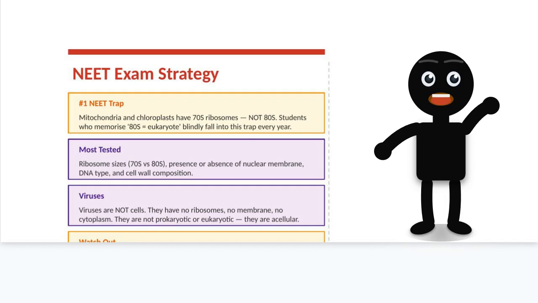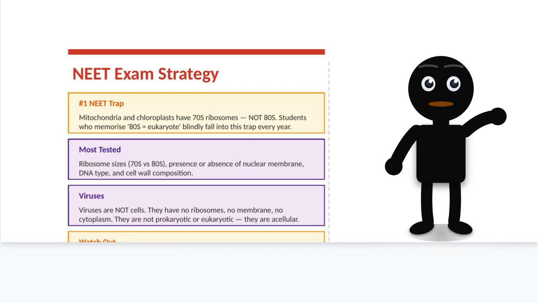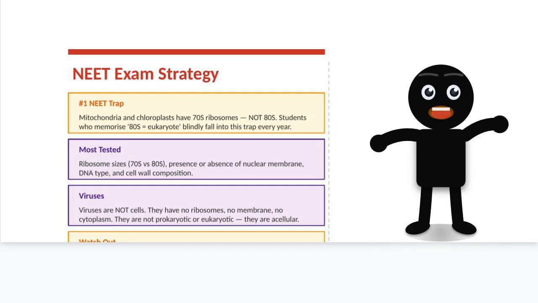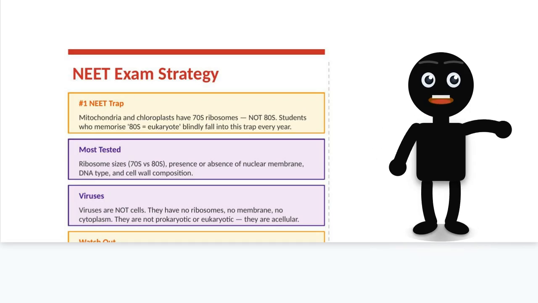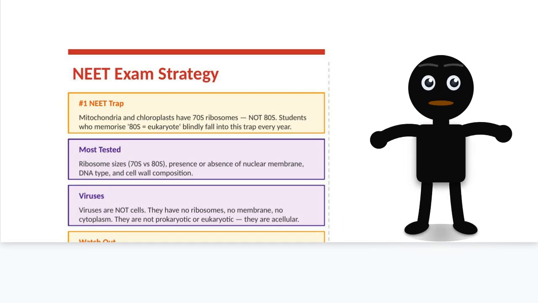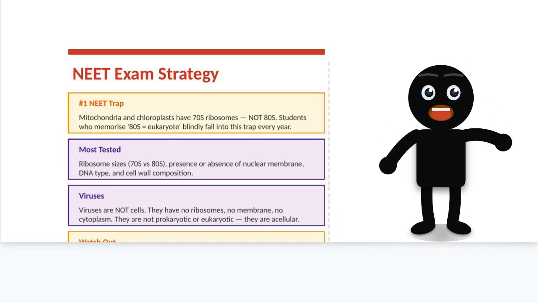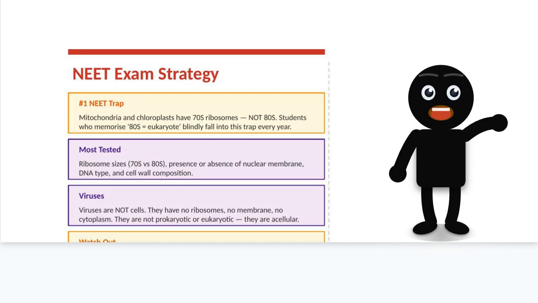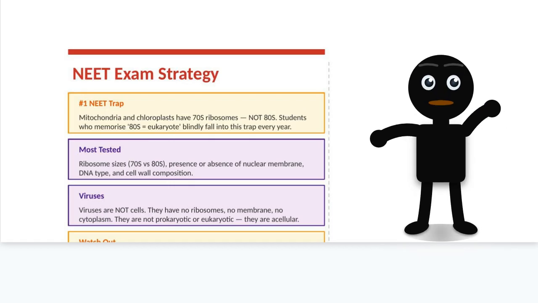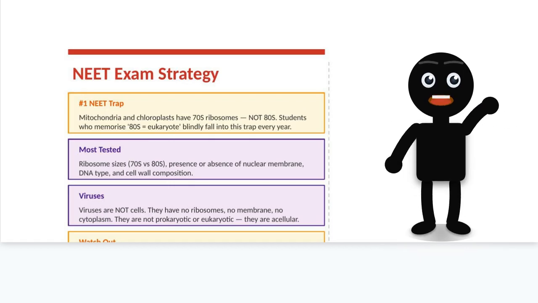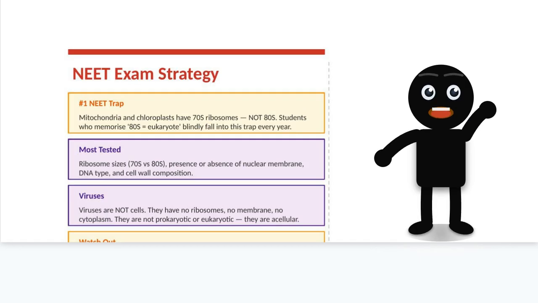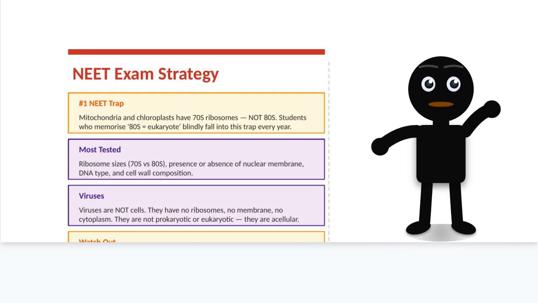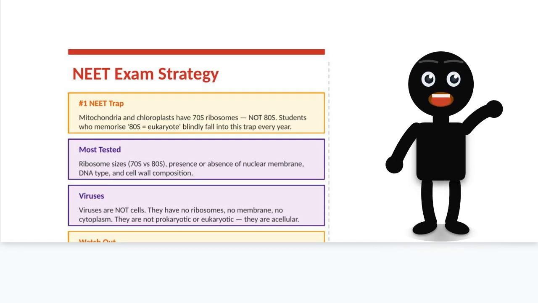Viruses deserve a special mention. They are not cells at all. They have no ribosomes, no membrane, no cytoplasm. NET sometimes includes viruses in comparison questions specifically to test whether you know they are acellular. And finally, mycoplasma is a bacterium, a prokaryote, that has no cell wall. It is the smallest known free-living organism. This exception appears in NET questions more often than you might expect.